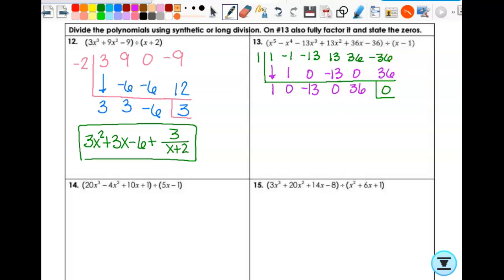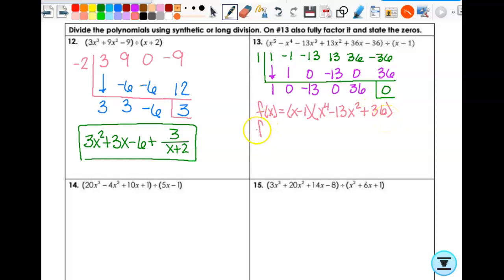So since I am factoring this, I know that f of x equals, one of the factors is x minus 1. And then the result of this will go right here. This is 1, 2, 3, 4, 5 terms, which means it's an x to the 4th. So my coefficient of 1 goes on x to the 4th. There is no x cubed, so it would be minus 13x squared. There is no x term, then plus 36.